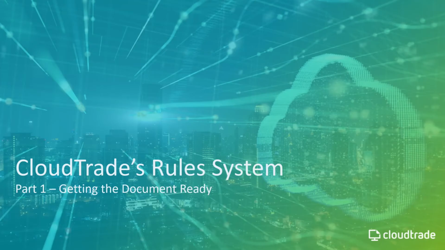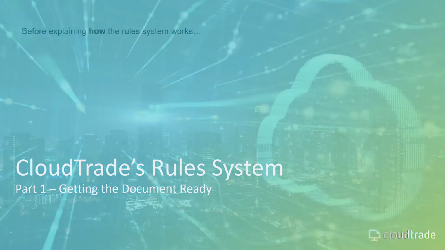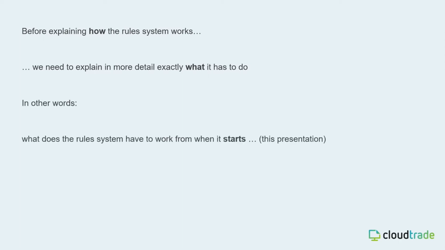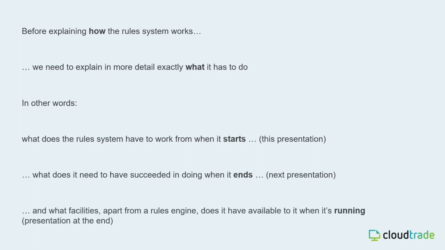CloudTrade's rule system, getting the document ready. Before explaining how the rule system works, we need to explain in more detail exactly what it has to do. In other words, what does the rule system have to work from when it starts? What does it have to succeed in doing when it ends? And what facilities, apart from a rules engine obviously, does it have available to it when it's running?